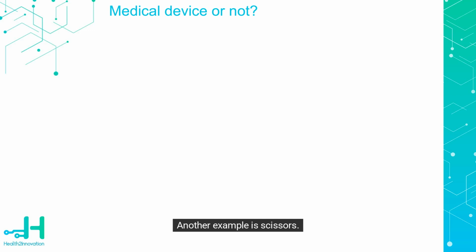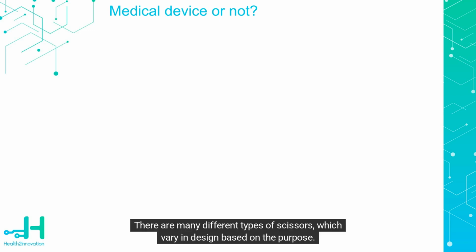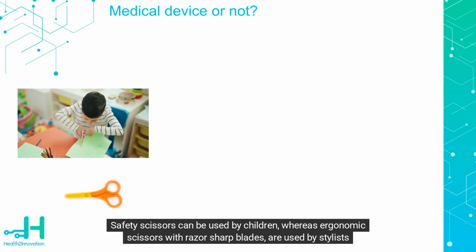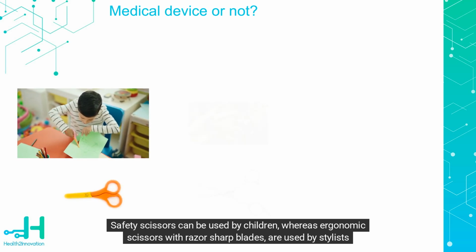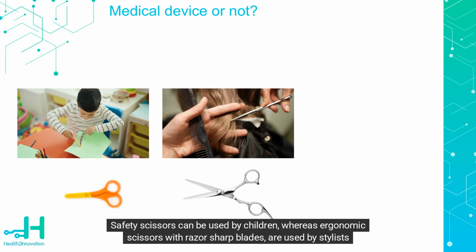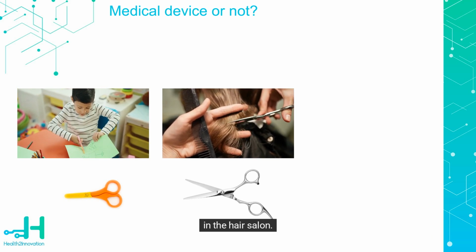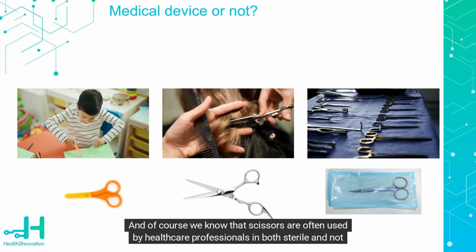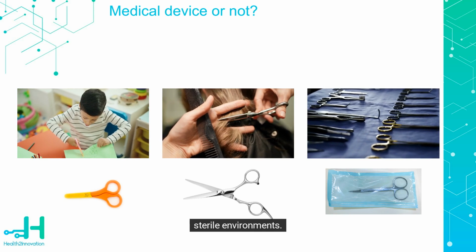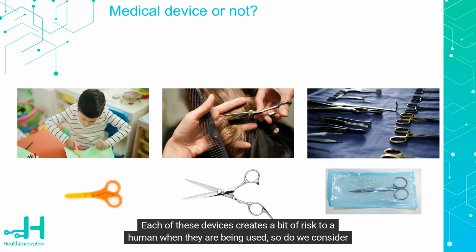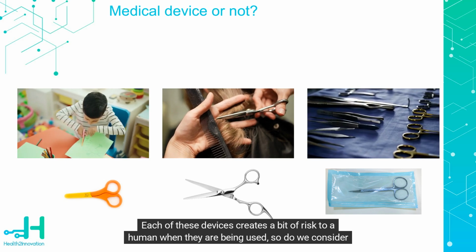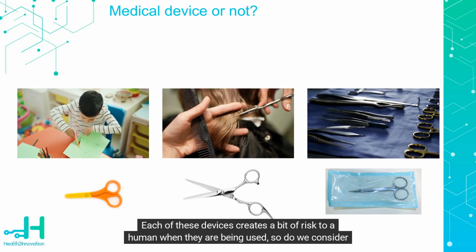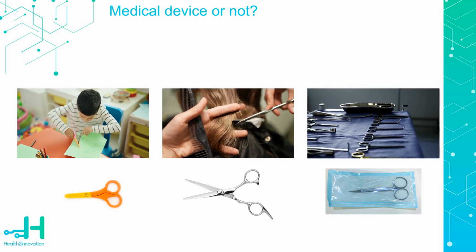Another example is scissors. There are many different types of scissors, which vary in design based on the purpose. Safety scissors can be used by children, whereas ergonomic scissors with razor-sharp blades are used by stylists in the hair salon. And of course, we know that scissors are often used by healthcare professionals in both sterile and not sterile environments. Each of these devices creates a bit of risk to a human when they are being used, so do we consider all of them medical devices?